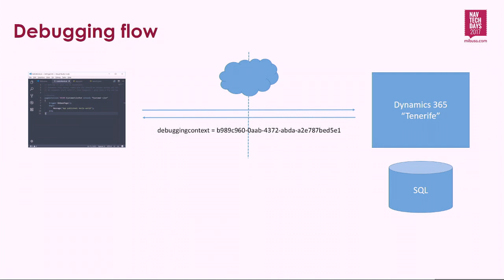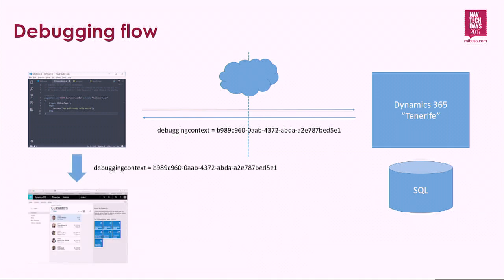What happens with debugging is that we create a unique debugging context every time you press F5. That's also a GUID. Then on the server, we start a session and place all the breakpoints within the debugging context. This communication happens over HTTP, and it establishes a bidirectional SignalR connection. It's based on WebSockets and means the server can transmit messages back to our VS Code client.